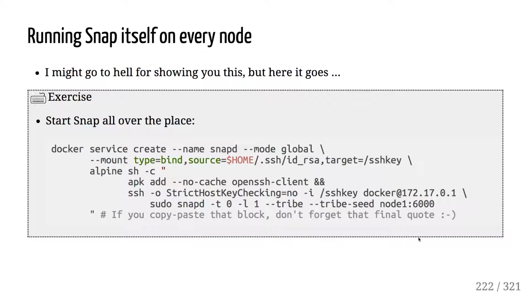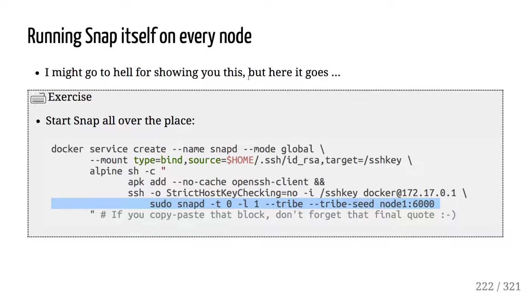This looks like this. So I'm doing docker service create --name snapd --mode global, and then I'm bind mounting the SSH key from the home directory into /ssh-key. Then I use a basic Alpine container. I install the SSH client, and then I SSH back out of the container to the host. And then I execute sudo snapd with all the options I need to start this.